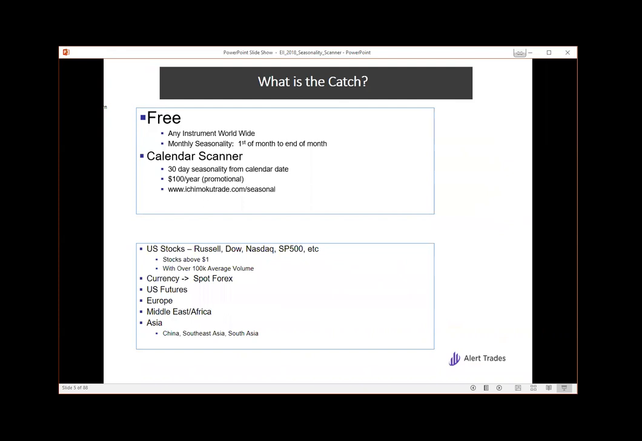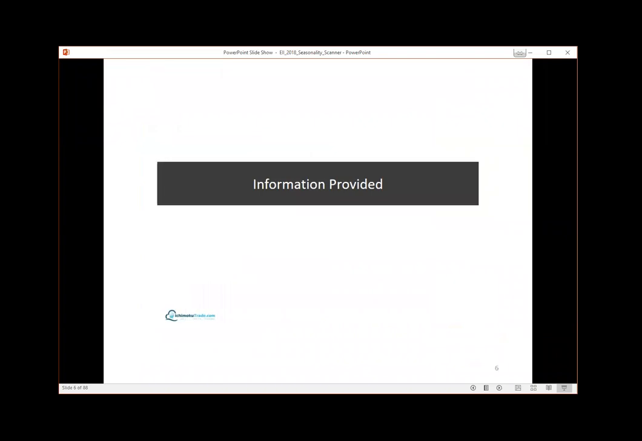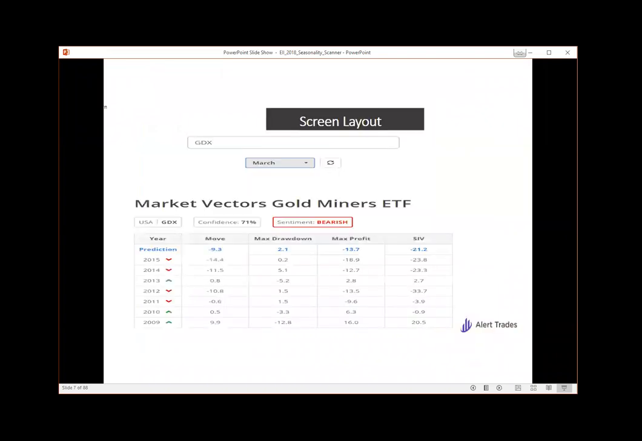Now that we got the sales pitch done, let's get into the real traders workshop, which is what I like to do. Okay. So first thing I want to do is break down the software. So this is our basic screen layout for the free version. This is what you get for the free version. This is basically the monthly seasonality where it looks at the first of the month to the end of the month. And this is what you're going to see every single time, no matter what instrument you pull up.